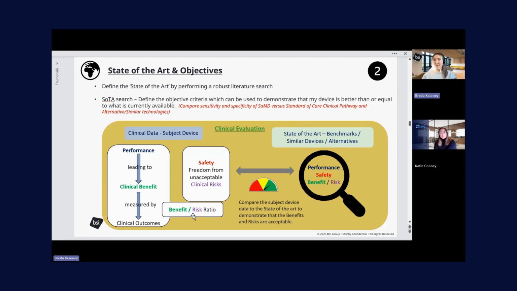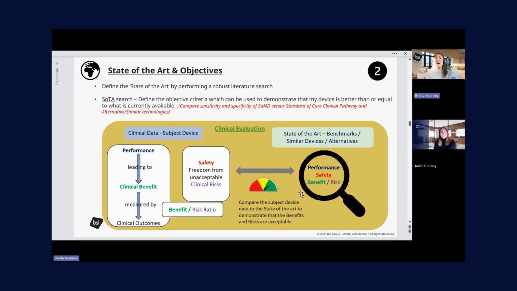We'll weigh them up against the residual risks, because every device, including software as a medical device, is always going to have some risk associated with it. So we'll look at what the benefits of using my device are compared to the risks. Do they outweigh them? And then we're going to compare that to benchmarks, similar devices, or alternatives. How does my device compare to what's currently out there on the market, and alternatives, and the standard of care pathways, and so on? So that's why state of the art is so important.